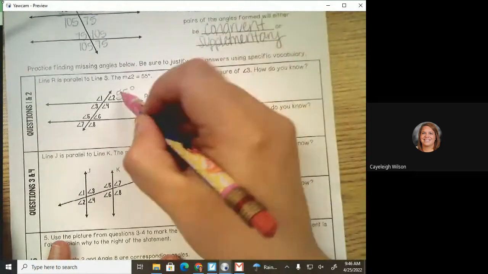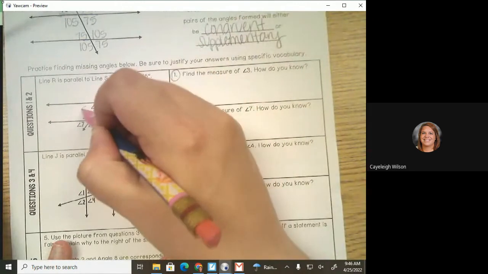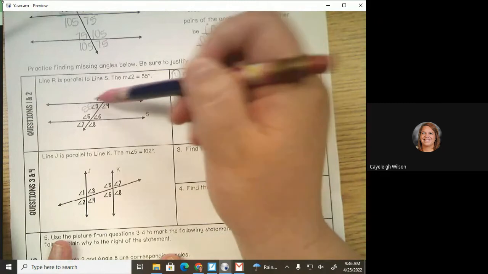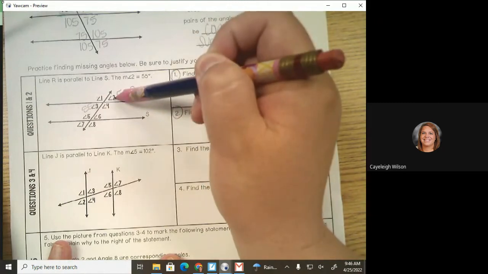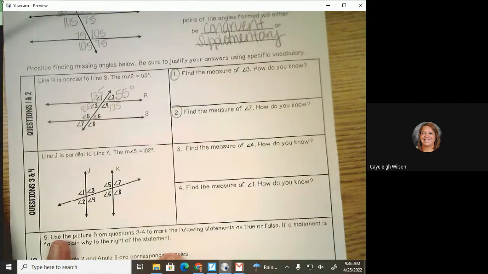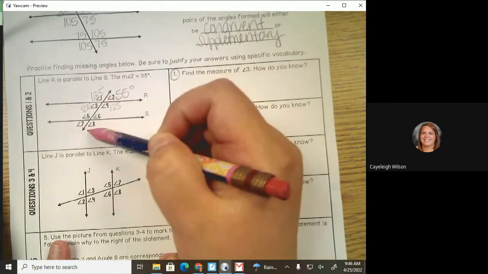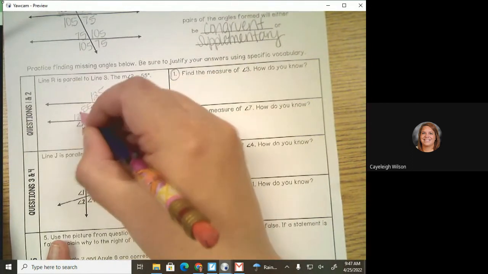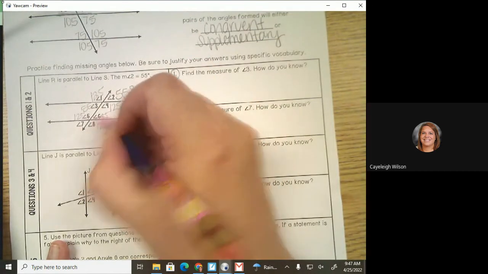All right, so if this is 55, this is a vertical angle, which is also 55. Then I know that these are both on a straight line, so I know that they should be 180. So 180 minus 55 is 125. So this is also 125. Then these are corresponding parts. So if angle 1 is 125, so is this one. If this is 55, so is this one, 125 and 55.